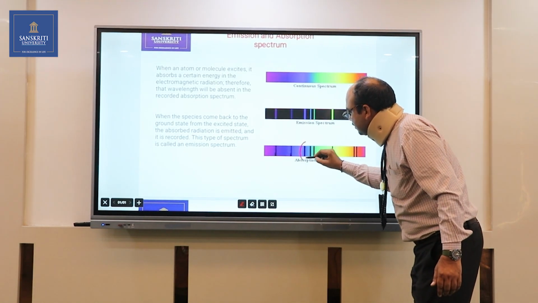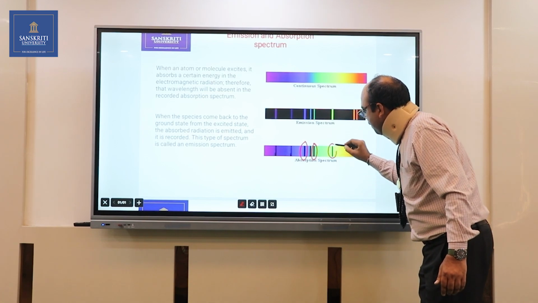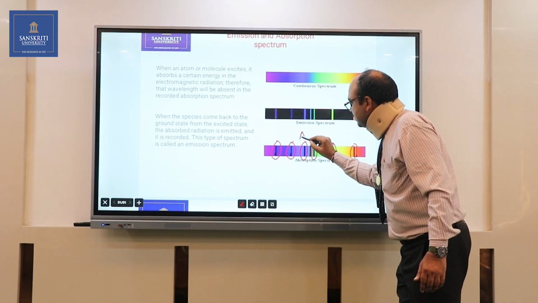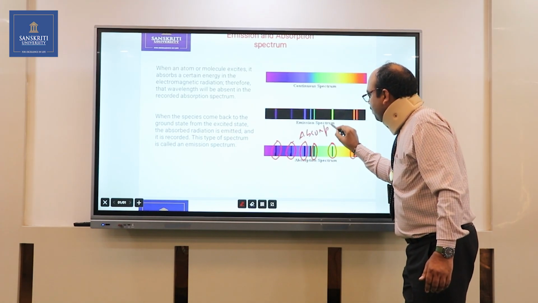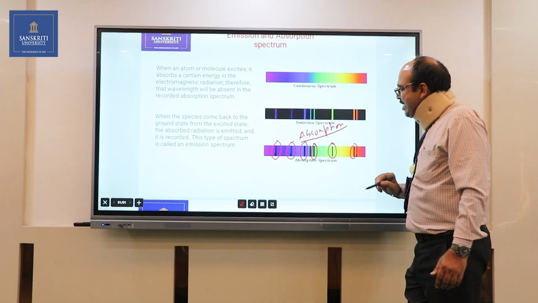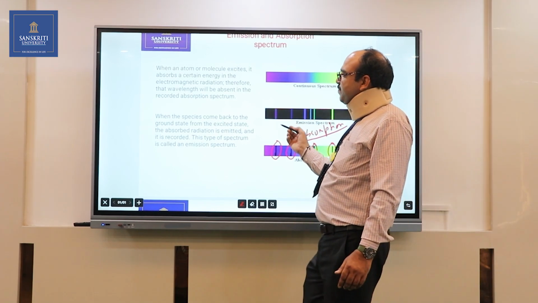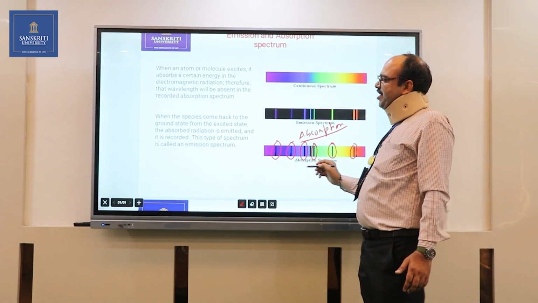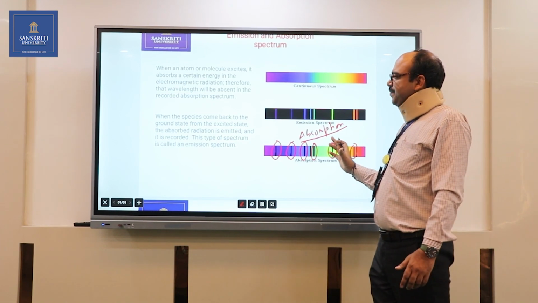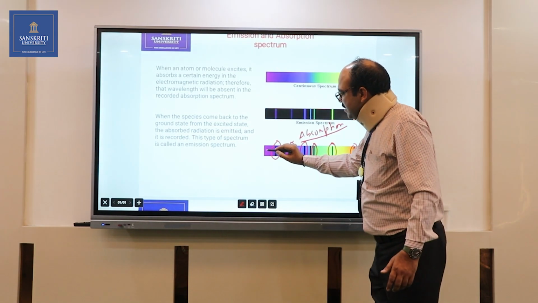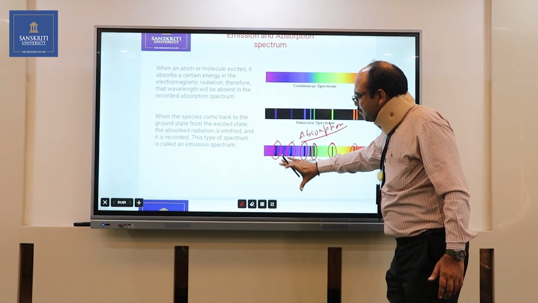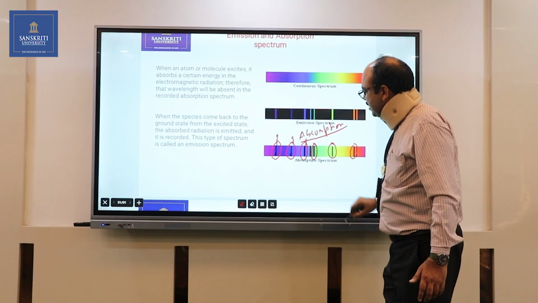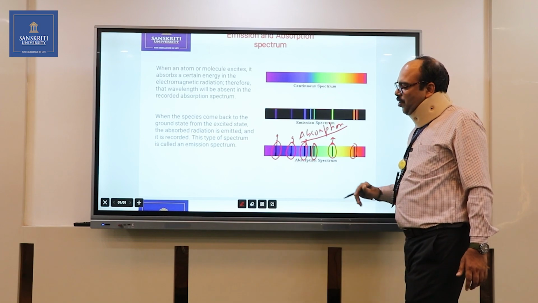So if you see these black lines in the band, they tell us about the absorption of the radiation. Absorption of radiation means an atom or molecule gets excited. It absorbs a certain energy in the electromagnetic radiation. Therefore, that wavelength will be absent in the recorded absorption spectrum. That wavelength gets absorbed by the material, so you get the black strips within the spectrum. This type of band is called the absorption band.